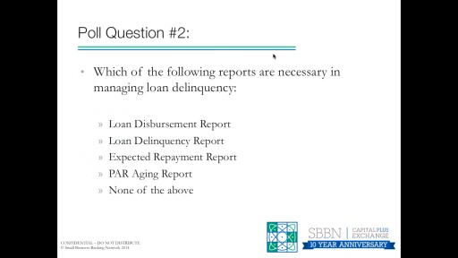Great. Thank you so much. Perfect. And so this is a time for you to vote, and we've got a very large turnout today, so I hope that everyone will be able to respond. So we'd like to know which of the following reports are necessary in managing loan delinquency. And you can select more than one. So is it the loan distribution report, the loan delinquency report, the expected repayment report, the PAR aging report, or none of the above?